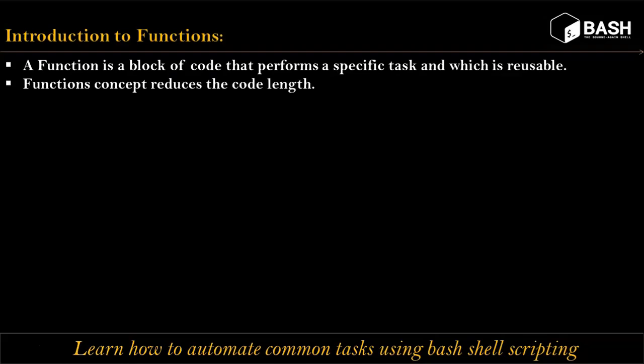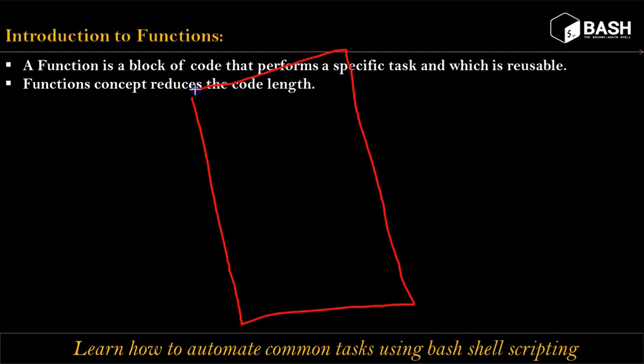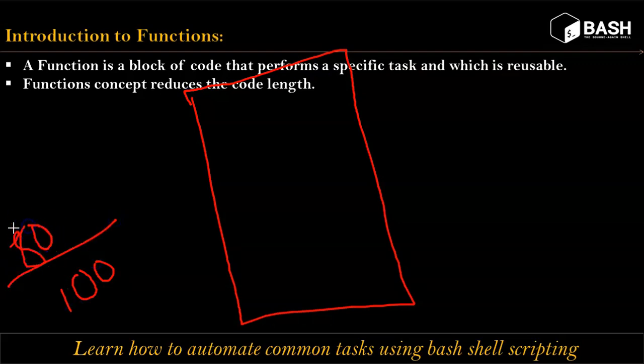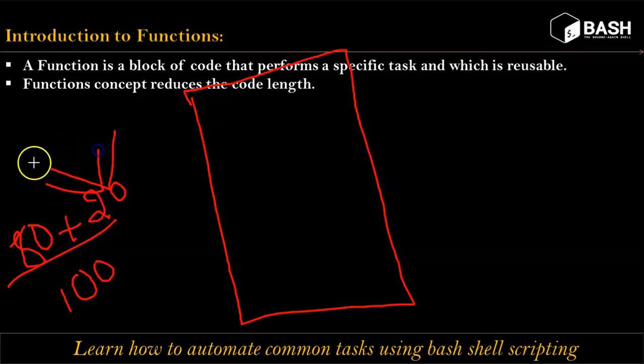Because of this reusability property of a function, we can reduce the code length or shell script length. Let me explain this in this way. Just assume that you have 100 lines of shell script. Out of 100 lines, 80 lines are unique lines, means there is no duplicate code in this. And in the remaining 20 lines, just assume that you are repeating 5 lines of logic in 4 places. Same logic you are repeating in 4 places.